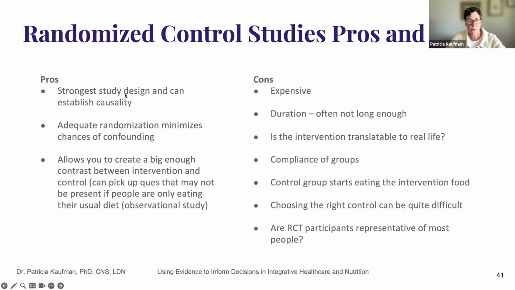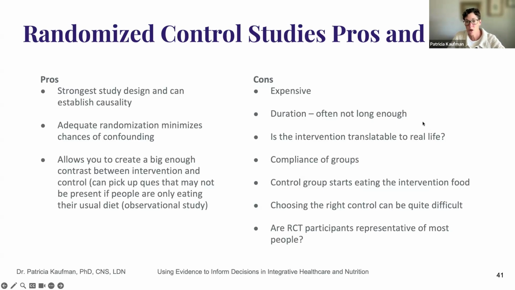What are some pros? It's the strongest study design and can establish causality. So cause equals effect, or cause X caused Y. It has randomization that minimizes the confounding factor. It allows you to create a big enough contrast between the intervention and control group. It's expensive, like I said before, because you really have to do the intervention. You have to follow them through that 12 weeks. You have to put up a lot of different control mechanisms so that you're recording accurately.